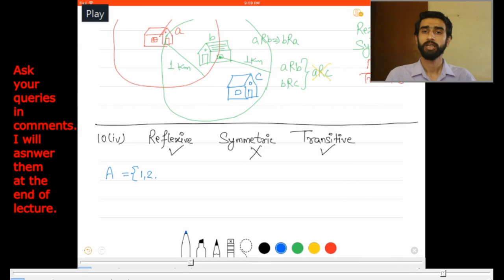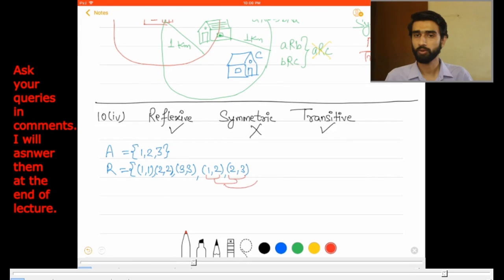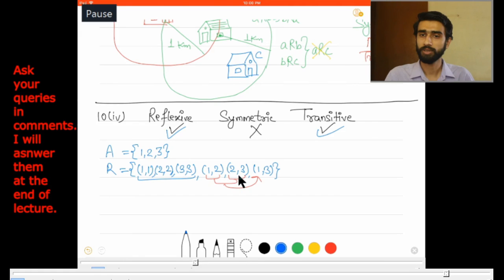Reflexive should be there, symmetric should not be, and it must be transitive. So I defined a set 1 to 3, and I have given a relation (1,1), (2,2), (3,3), because this is reflexive. Now for transitivity I made a pair (1,2), (2,3) and (1,3), right? 1 related to 2, 2 related to 3, so 1 should be related to 3. So I added (1,3) because I wanted this to be transitive, but I wanted a relation which is not symmetric. So for (1,2) there must be (2,1) if it is symmetric. That's why I left (2,1) so that it doesn't become symmetric.